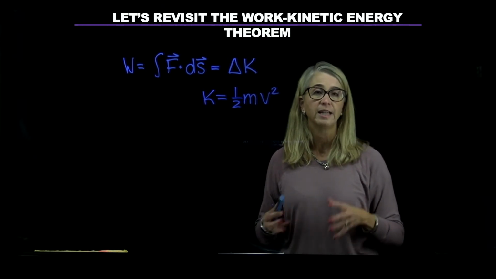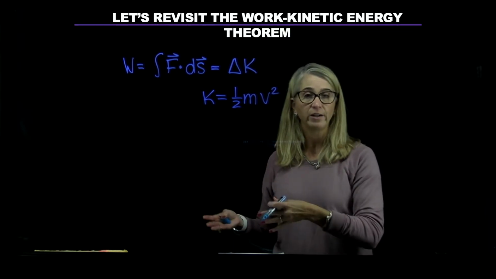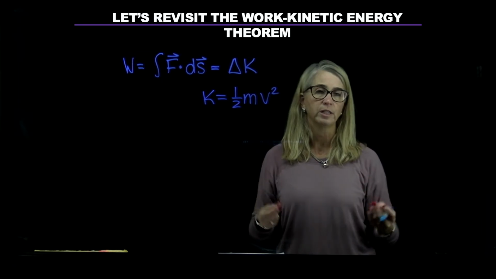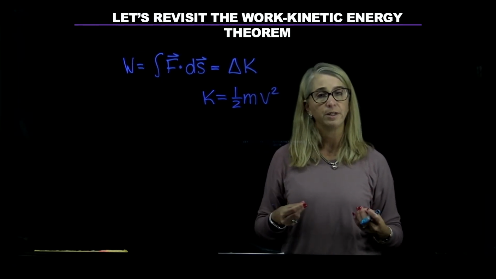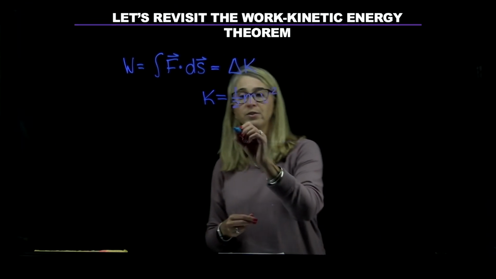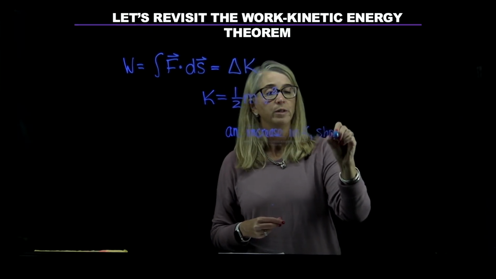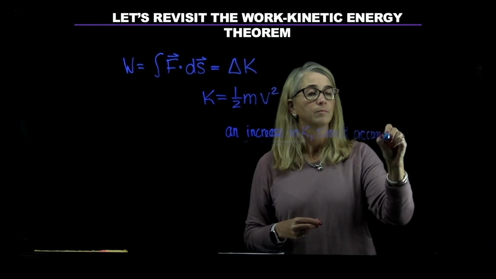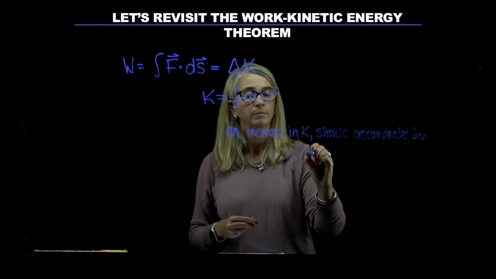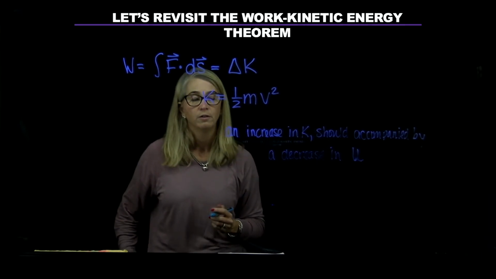And if we think about that, as the kinetic energy increases, remember, change, delta K, which is change in kinetic energy, is always the final kinetic energy minus initial. Anytime you see change, it's always final minus initial. So if we know that the kinetic energy went up, it seems to reason that at the same time, the potential energy went down. So an increase in kinetic energy should be accompanied by a decrease in potential energy. And we're going to call this U. U is going to be our term for potential energy.